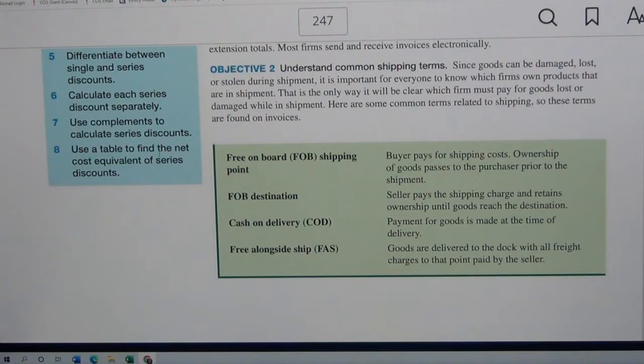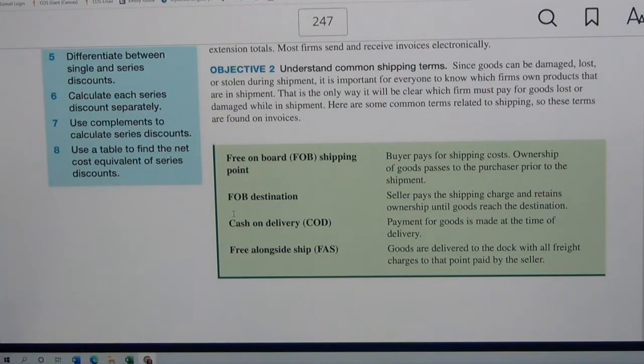Before we get too far from that, we have to learn specific types of terms. FOB, shipping point. Now this is where I'm going to disagree a little bit with the textbook. The textbook focuses on FOB as being who is responsible for paying for the shipping, and I think that may be the case, or at least that was the origin of who pays for shipping. But when you're identifying FOB, whether it's going to be the shipping point or the destination, here they're saying the shipping point means that the buyer pays for the shipping cost. FOB destination says the seller pays for the shipping charges.